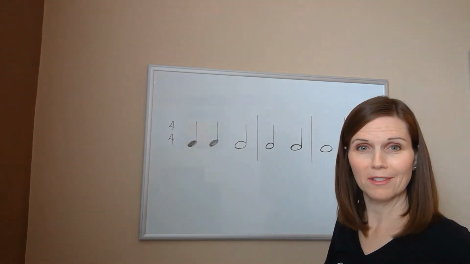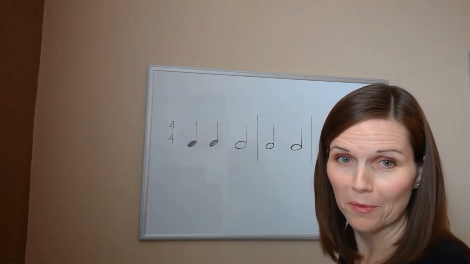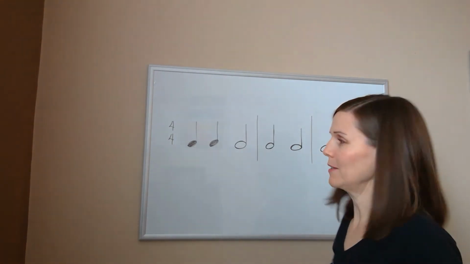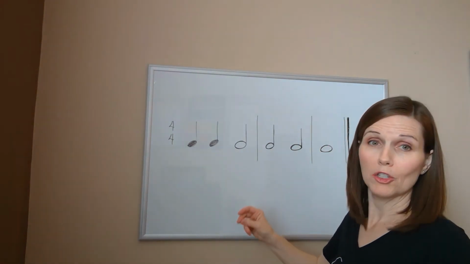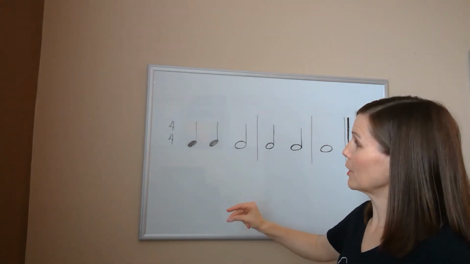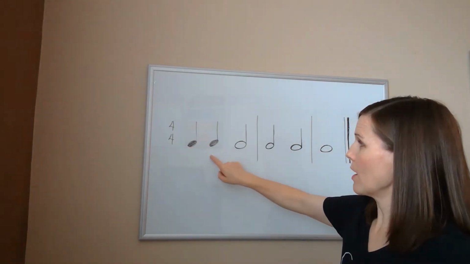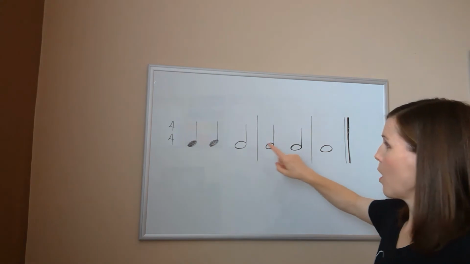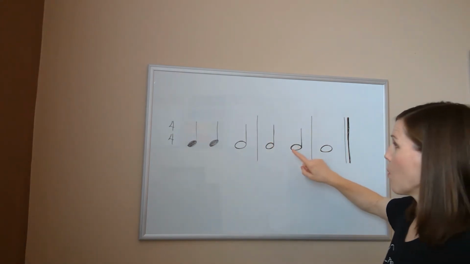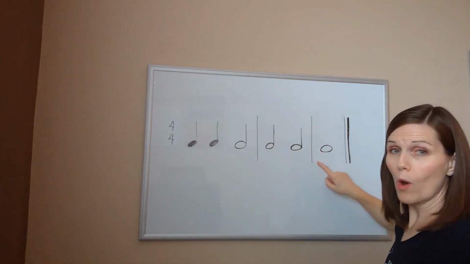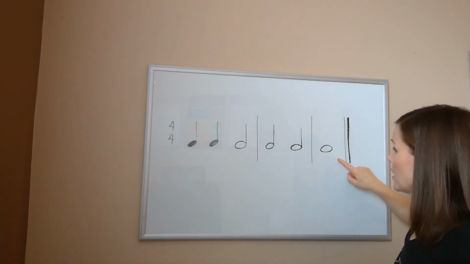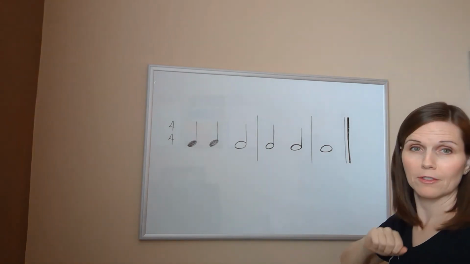Okay, how did you do? Now we're going to do it together. We'll see if you counted it correctly. 1, 2, here we go. 1, 1, 1, 2, 1, 2, 1, 2, 1, 2, 3, 4, off.